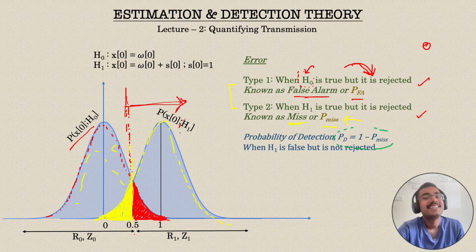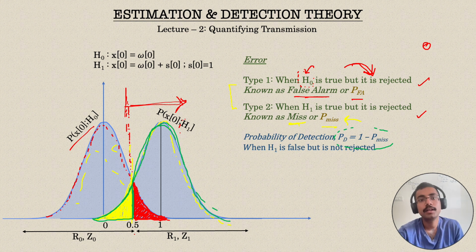It is very obvious, right? If we do not miss, we detect. So if we don't miss it, we detect it. If we remove this area from our distribution under H1, given H1, the entire area that we are left with is the probability of detection. So this entire area will be detection, because this is the threshold, 0.5, beyond which we are detecting. This is the entire region of detection.